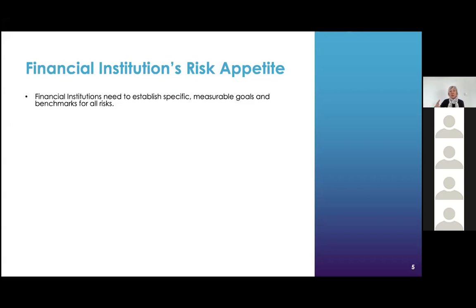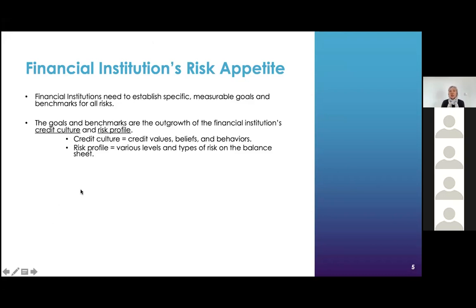I used to know a bank president I used to work for who said to me, no money, no mission. We want to give loans out to our businesses, to our clients, but we want the money to come back, because if they don't give it back to us, we can't give it again. So that's the important thing here, understanding we have to set some limits. These goals and benchmarks are based on a credit culture and a risk profile. Credit culture is our credit values, beliefs, our behaviors. And the risk profile is the levels and type of risk that the financial institution has in their balance sheet.